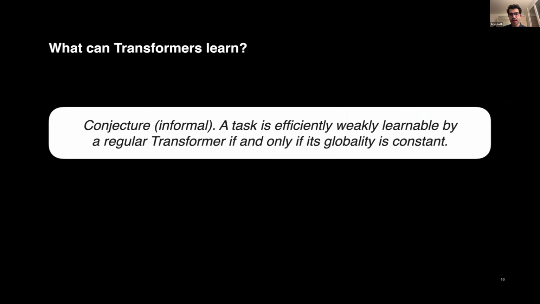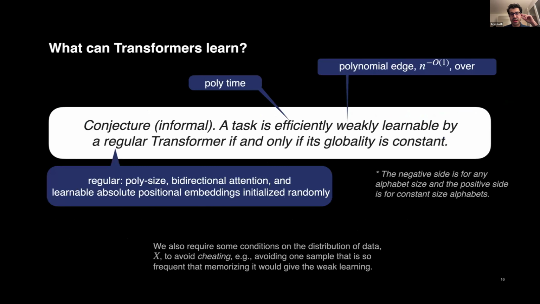And we have a conjecture which says that a task given by some distribution is weakly learnable efficiently by a regular transformer if and only if its globality is constant. By efficiently, we mean polytime in the number of tokens n. By weakly, we mean at least some accuracy which is inverse polynomial, again in n. By regular transformer, we mean a transformer that is polysize in n, the number of tokens, uses bidirectional attention, and also has learnable absolute positional embedding initialized randomly.